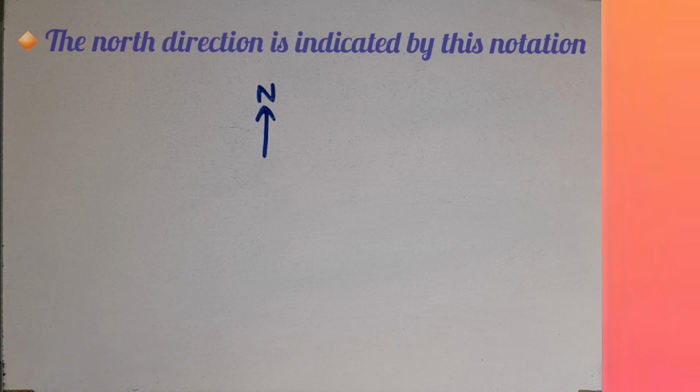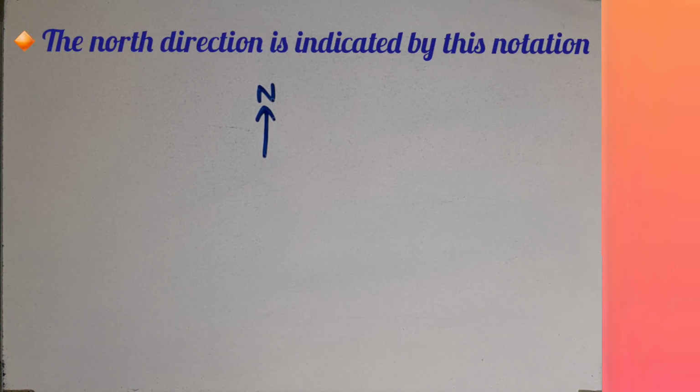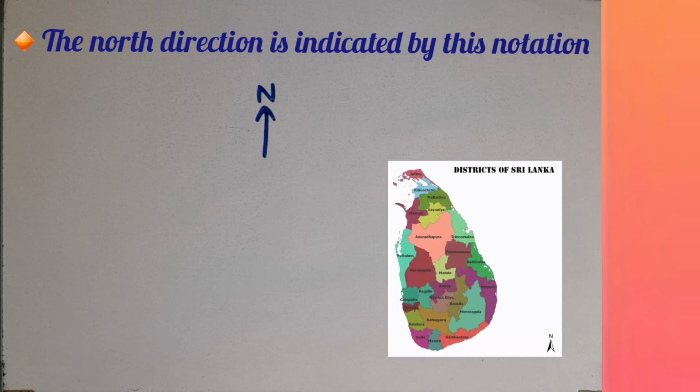The north direction is indicated by this notation. I have drawn it on the board. Usually we only denote the north direction by using this symbol. The other directions can be found by using this north direction. We can see this notation in world maps, maps of Sri Lanka, and in plans of houses.